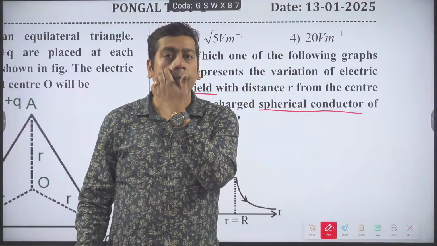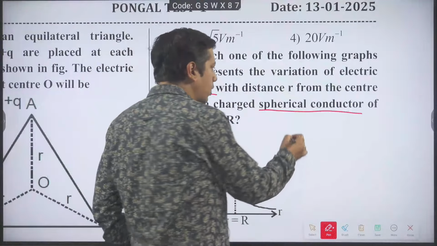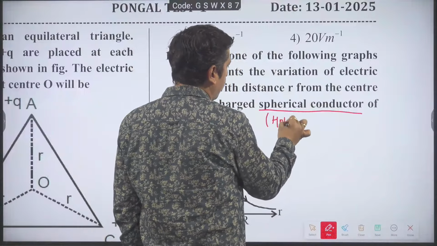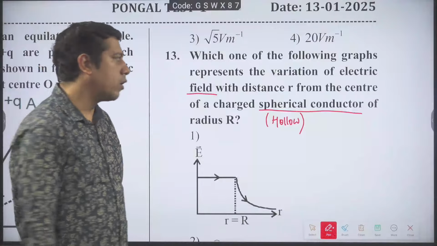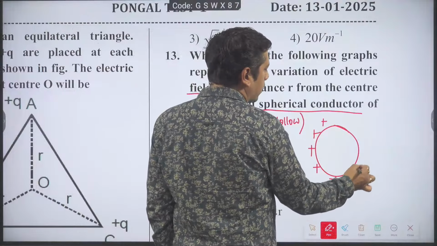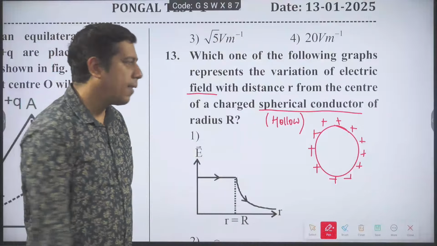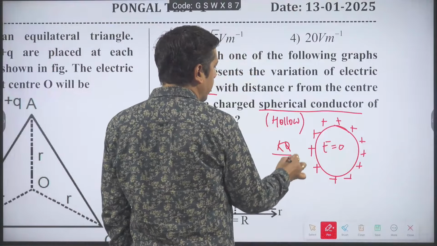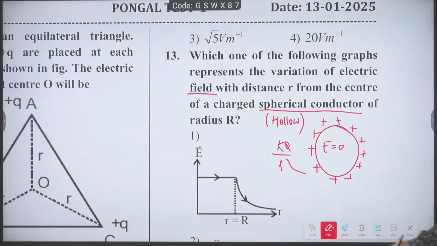We will always see where the charge is present, and charge is present only on the outer surface. That's why we will use the result of a hollow sphere, because whatever charge you give, it will spread only on the outer surface. So the charge forms a hollow sphere. Now inside a hollow sphere, everybody knows the field is 0 and outside it is kq by r square. Inside 0 and outside kq by r square.